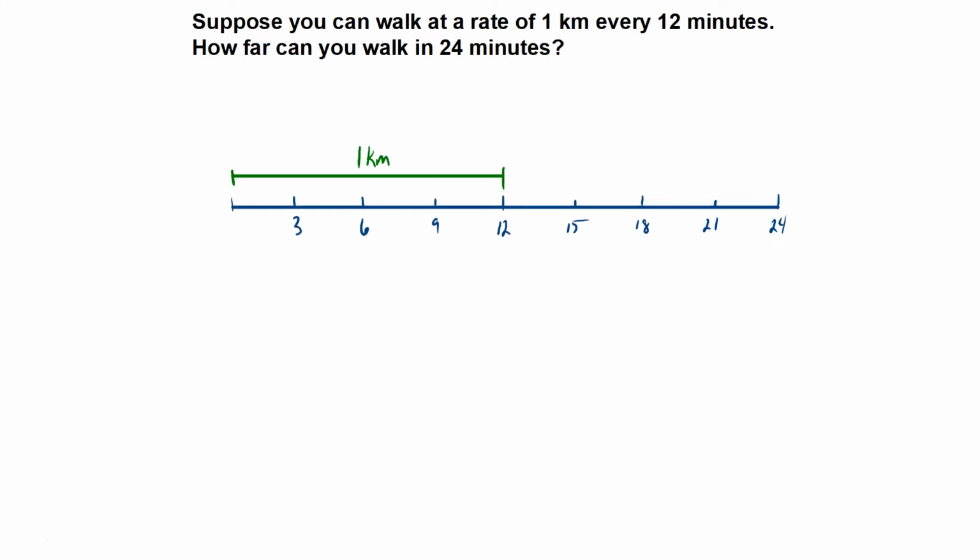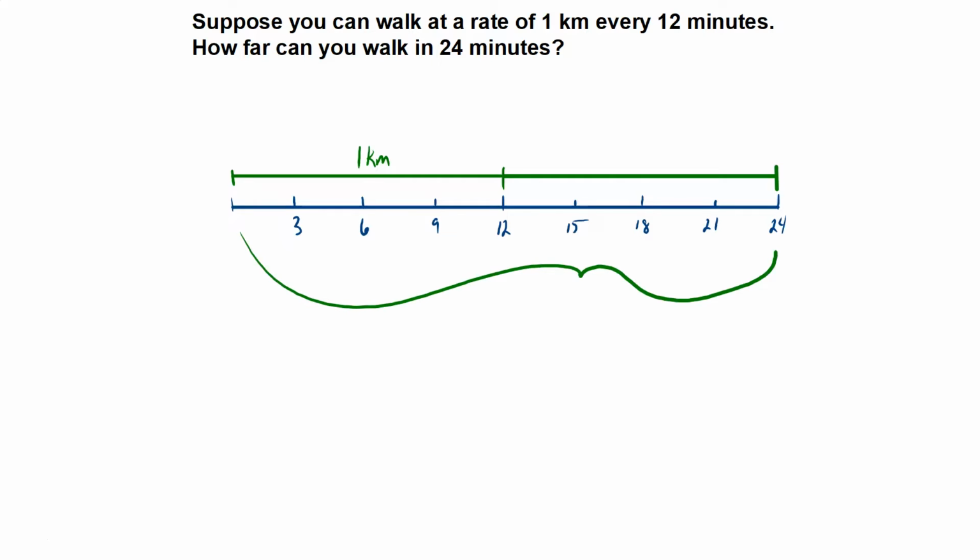Let's look at a simpler problem. Suppose you can walk at a rate of 1 kilometer every 12 minutes. How far can you walk in 24 minutes? Hopefully most people can see that if you've walked 1 kilometer in 12 minutes, then you'll be able to walk twice that far in 24 minutes. So now, in 24 minutes, you've gone 2 kilometers.